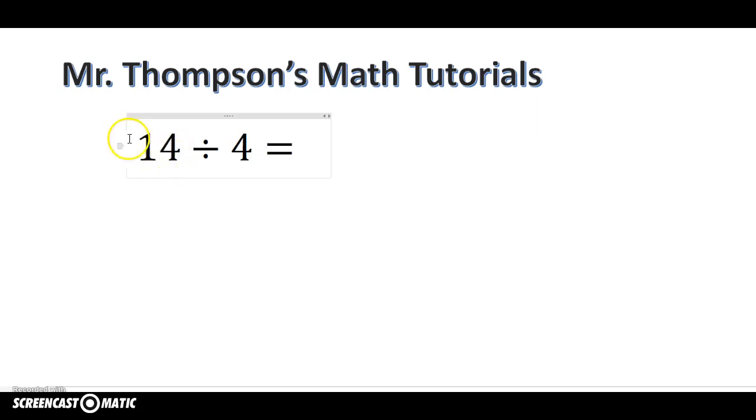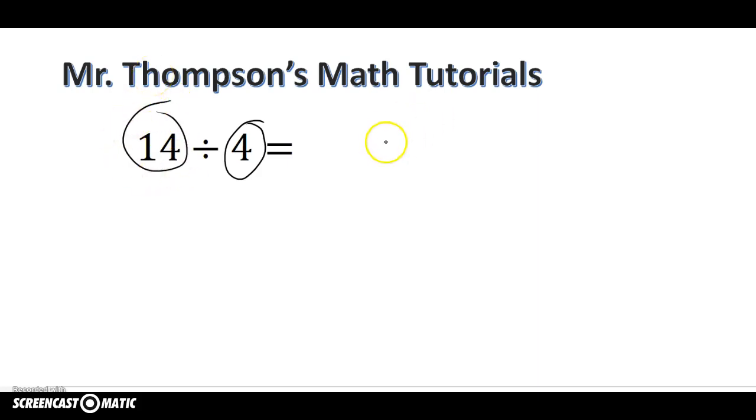Today we're going to be talking about division of mixed number fractions. But I'm going to start with just regular old division. When we look at a problem such as 14 divided by 4, we want to be thinking to ourselves, how many 4s are in 14?